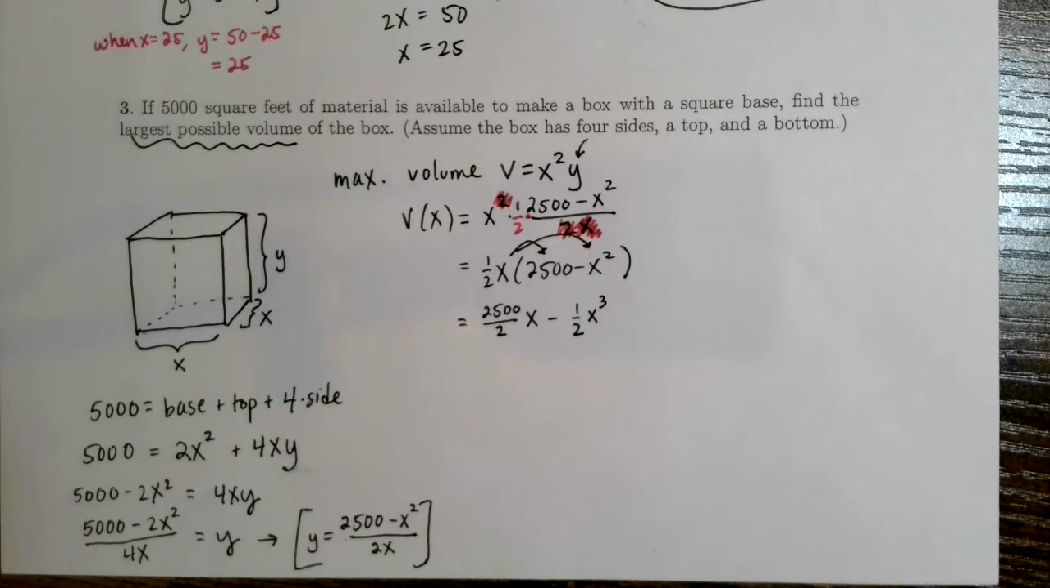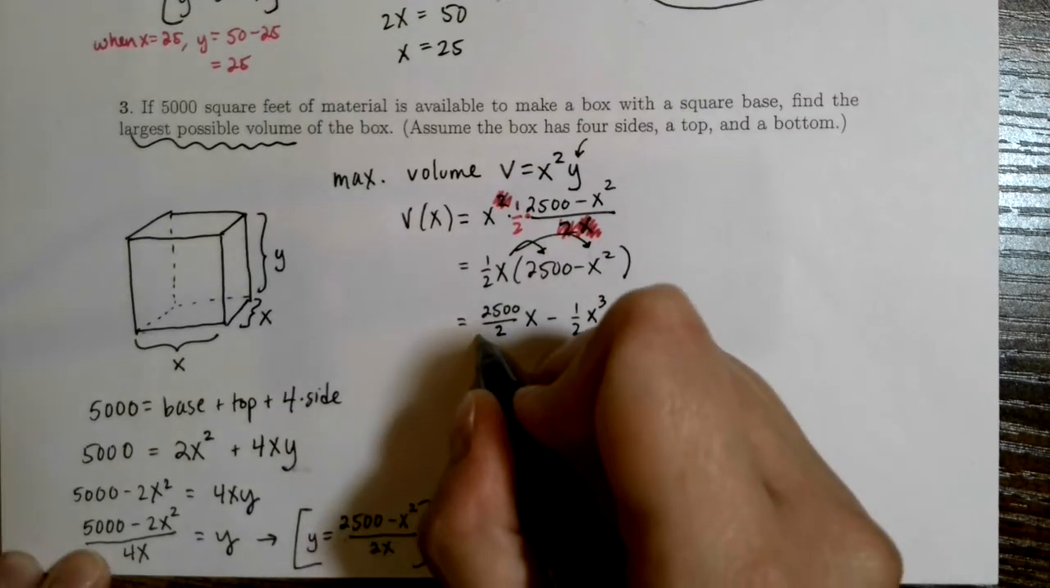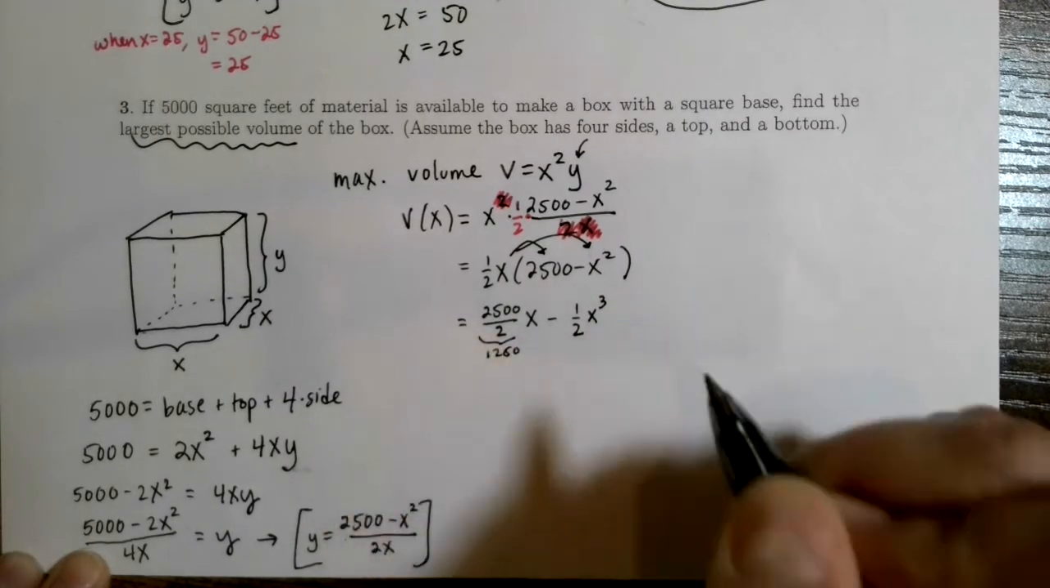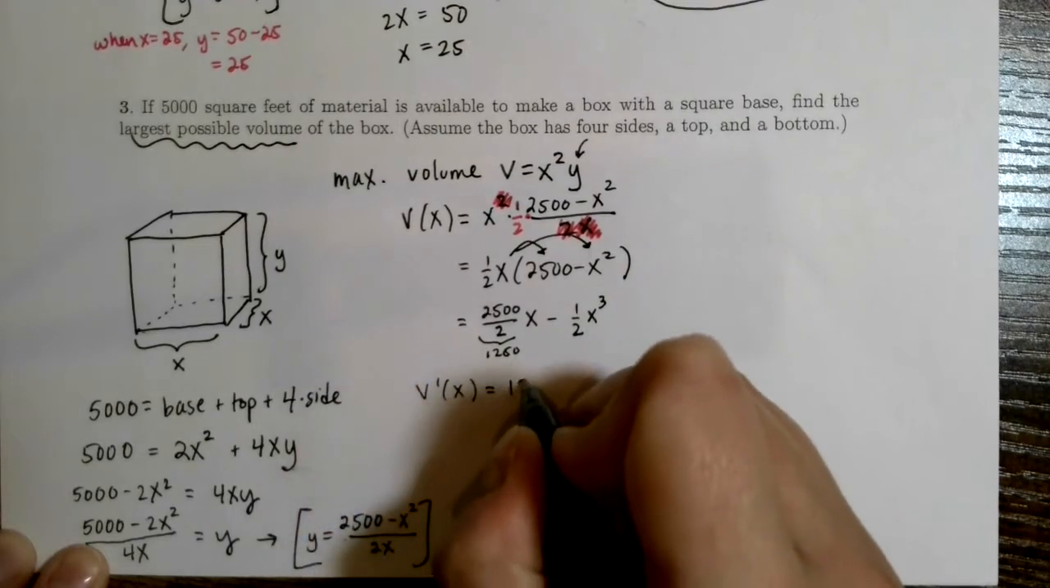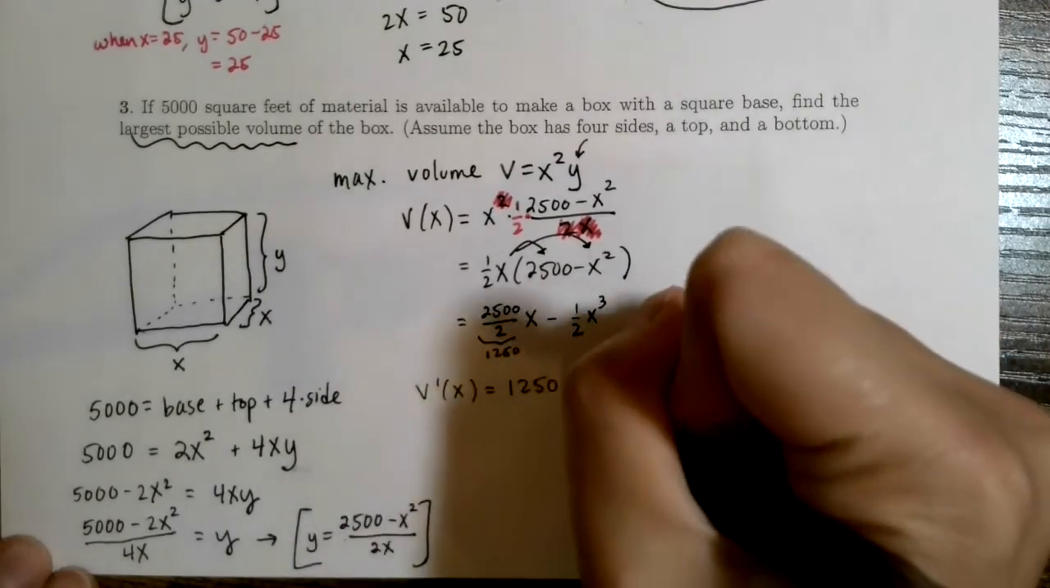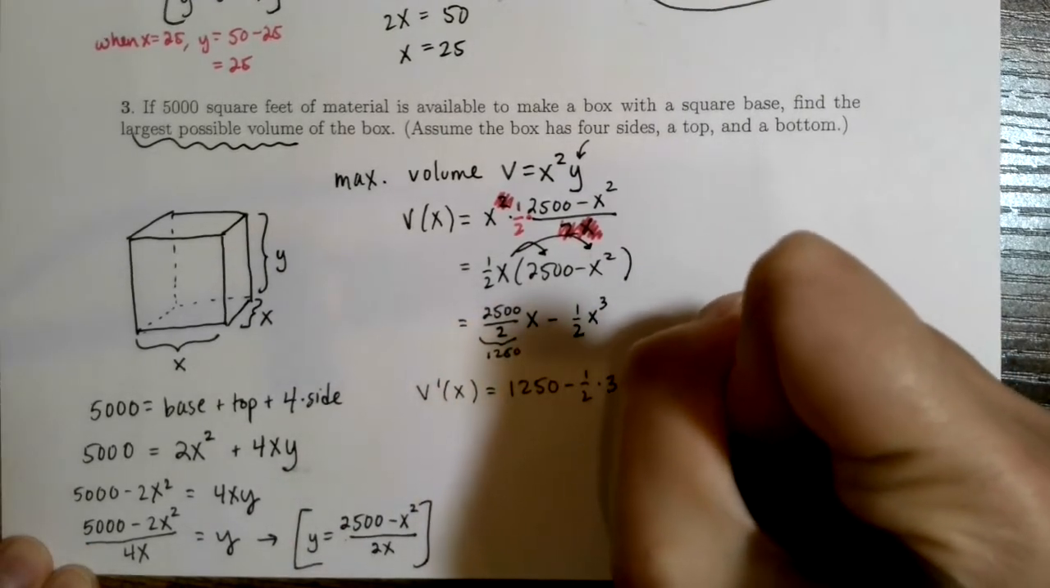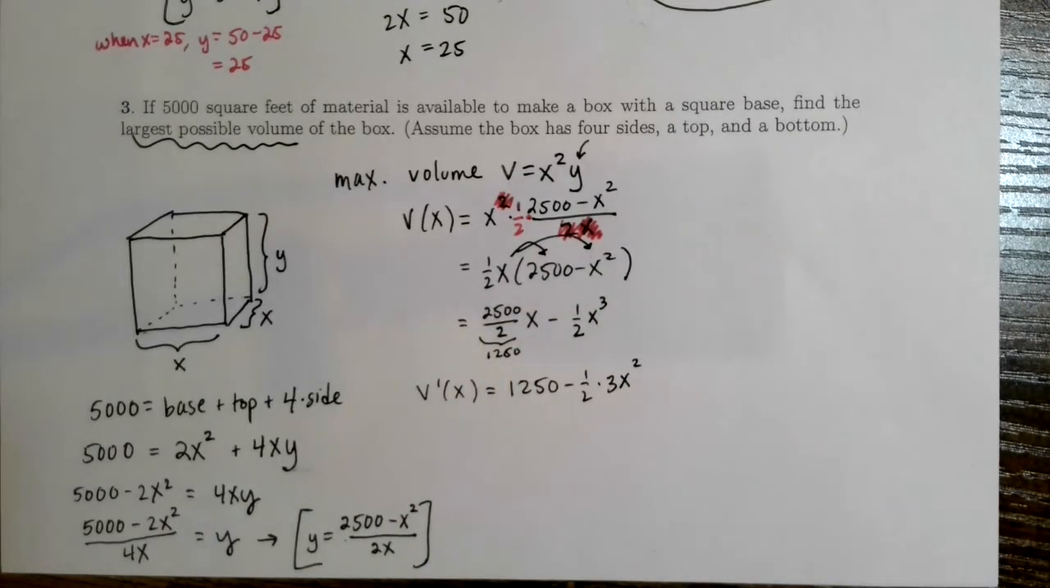So now I'm going to take the derivative. 2,500 over 2, that's 1,250. All right, so V prime is that 1,250 number minus 1/2 times 3x squared. And the only thing we can really clean up is 1/2 times 3 is 3 over 2. And we're going to set this equal to 0. There's no domain restrictions here, so we're just going to get the normal kind of critical number.